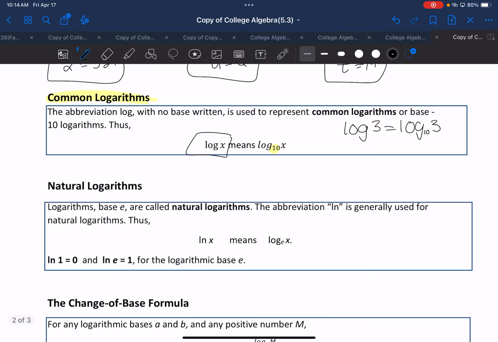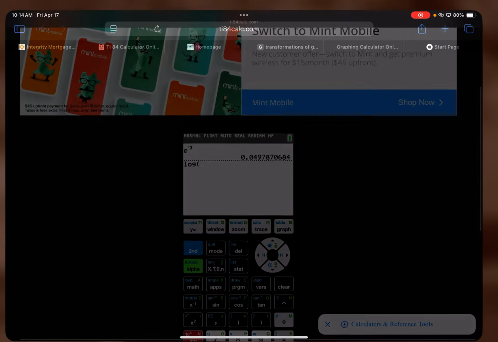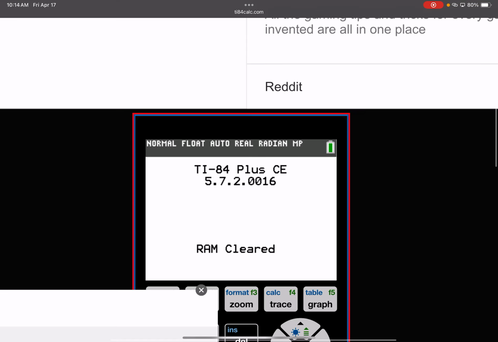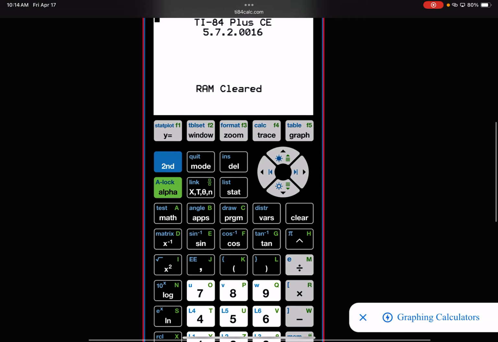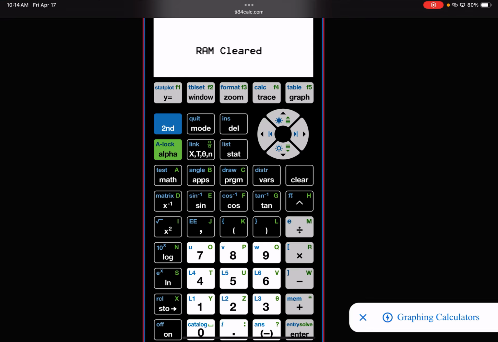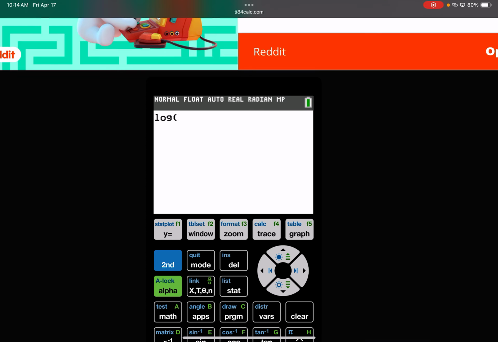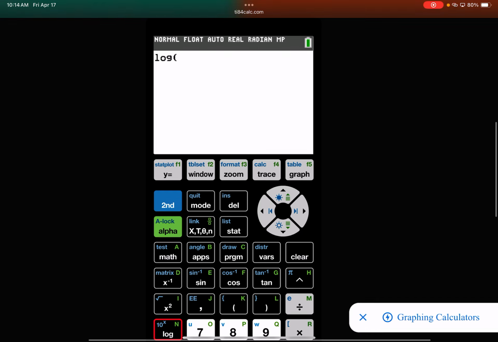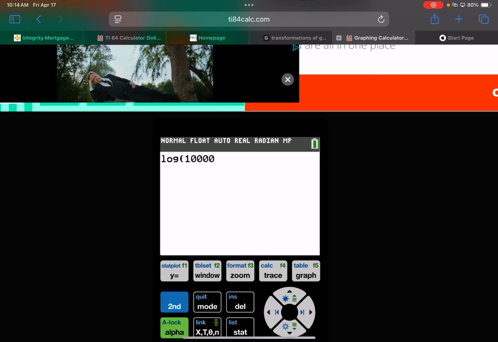If I switch to the calculator, yay, it followed me. You see this log button down here by the number 7. If I click on that, it gives me this log expression in the calculator. This log in your calculator is just base 10. That's the base that it is. So if I type in that one problem we had earlier, 10,000, this means log base 10 of 10,000.